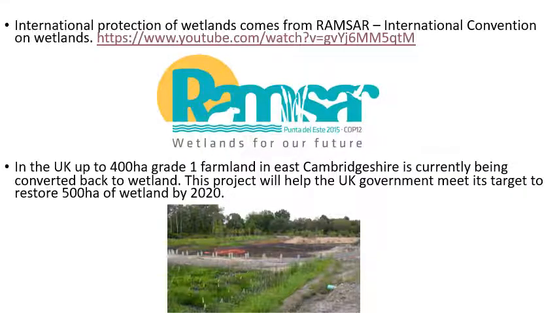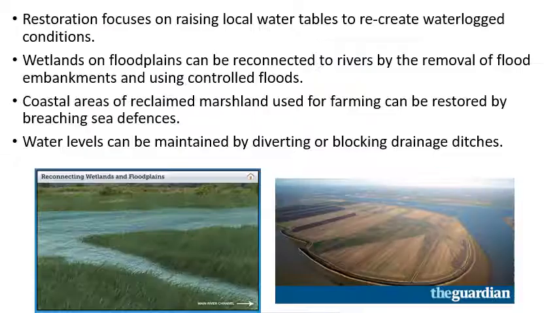RAMSAR is actually an organisation whose purpose is to protect wetlands. And you can have a look at that little YouTube clip there about RAMSAR and what they stand for and what they do. And in the UK, we've been restoring wetlands too. So up to 400 hectares of farmland in East Cambridgeshire is currently being converted back to wetland. And you can see that at the bottom there.